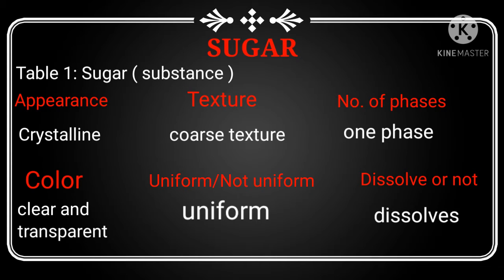Alright, here we are, our table discussion. Table 1 is sugar, which is our substance. The appearance of sugar looks crystalline, and it has a coarse texture. When we added sugar into the water and stirred it, the result is that the number of phases is one phase only, and it's clear and transparent in color, and uniform. So based on my table findings through my experiments, sugar dissolves in water.